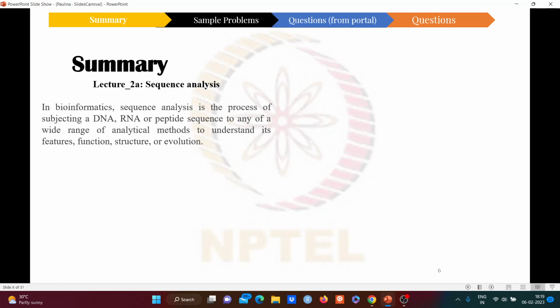However, we have a lot of sequences. Comparing these new sequences to those with known functions is a key way of understanding the biology of an organism. So here, when we have a new sequence, comparing it to those with a known function can give us some understanding about the new sequence.